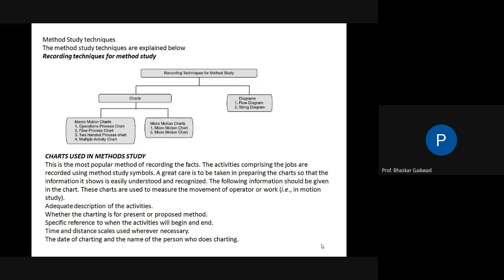Then flow process chart means how the raw material can flow from the stores to the finished end. Operation process chart means what is the sequence of operations: facing, turning, drilling, milling, grinding, heat treatment, once again grinding. This sequence comes under the process chart. Is it possible to remove this sequence or not? That you have to think.